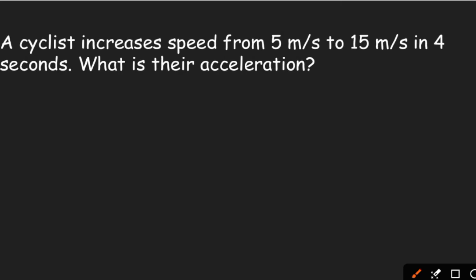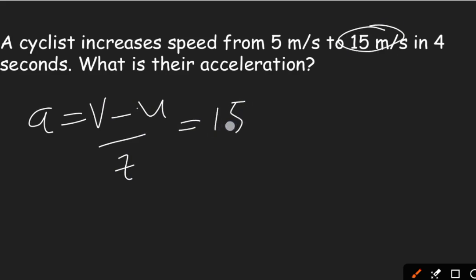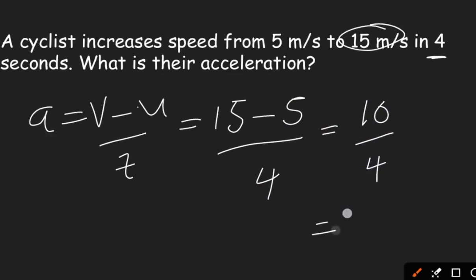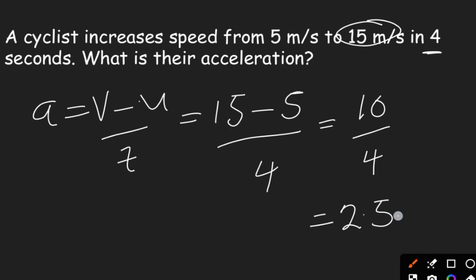A cyclist speeds from 5 meters per second to 50 meters per second in 4 seconds. What's the acceleration? Now, pause this video and try it by yourself. Alright, so acceleration equals final velocity minus initial velocity over time. Final velocity over here is 50 meters per second minus initial 5 over time. Take note, it is in seconds, 4 seconds. 50 minus 5 is 45 over 4, which is 11.25. What's the unit? Meter per second squared.